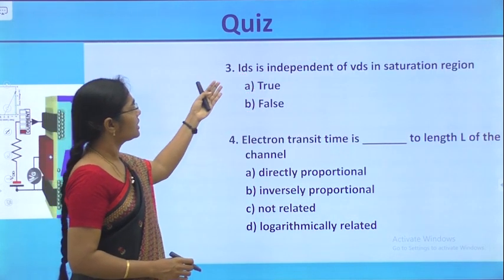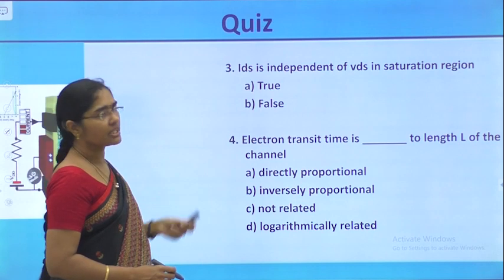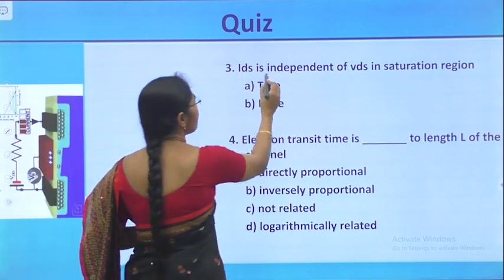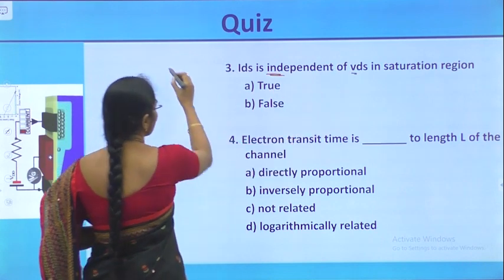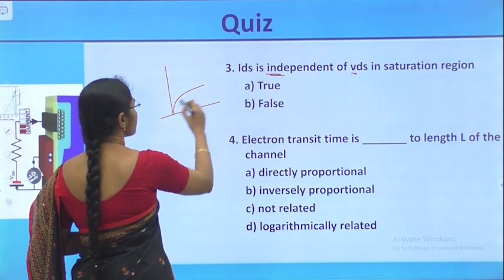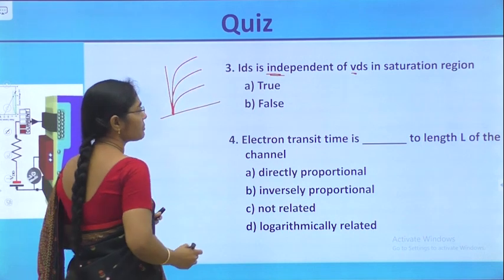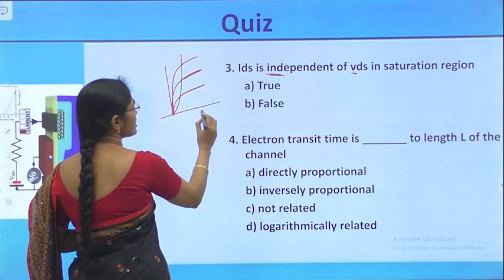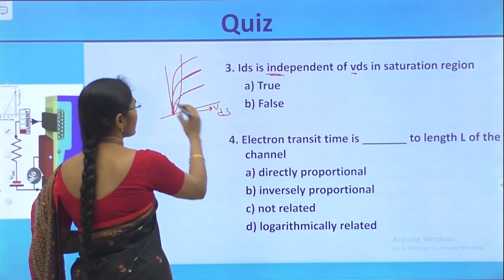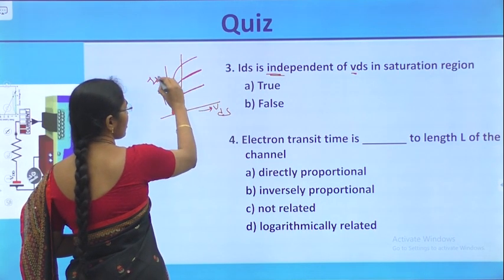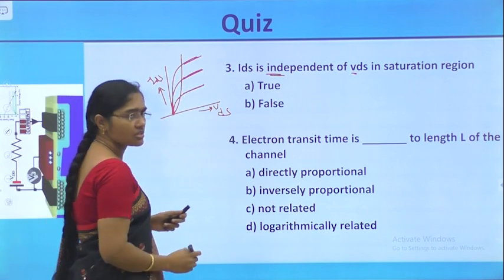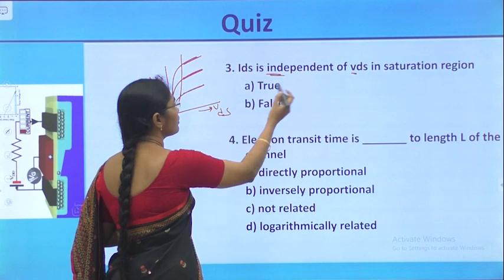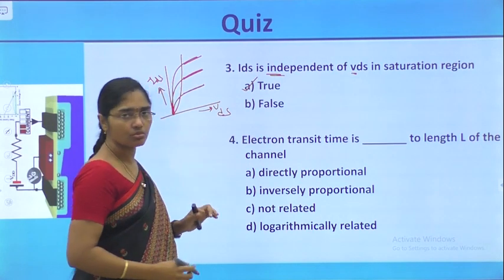Then let's see this. IDS is independent of VDS in the saturation region, whether it is true or false. IDS is independent of VDS. Yes, because already we have seen the graphical part and equation part both. After the non-saturation region, in the saturation region, even though VDS is increased, IDS is constant. So this is the constant representation. So IDS is independent of VDS, so the answer is true.